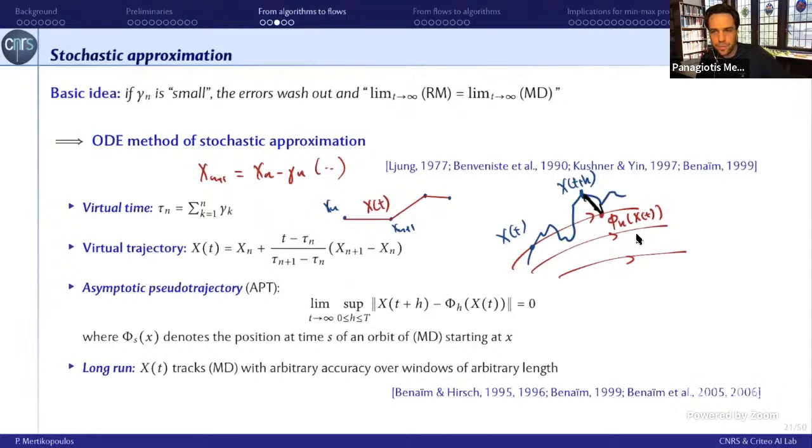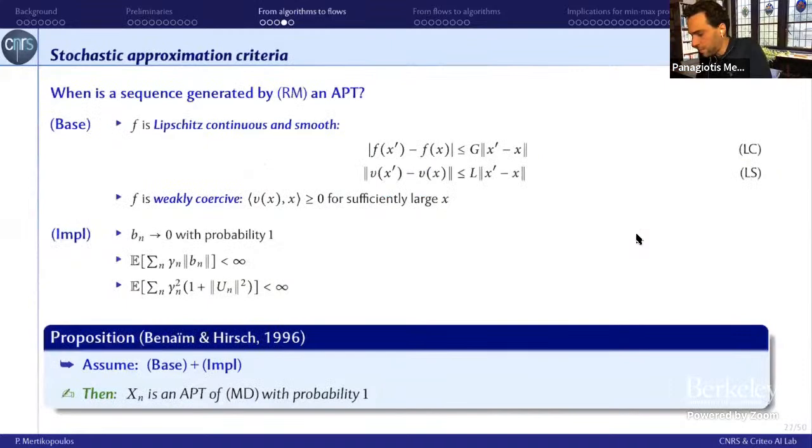All right. So let's start. I'm running out of time, but it's okay, I'll manage. Very quickly, as I was saying, the first question I would like to answer is, when is a sequence generated by the Robbins-Monro algorithm an APT? And here we'll have two types of condition.